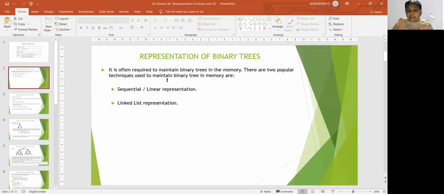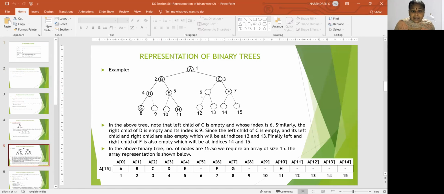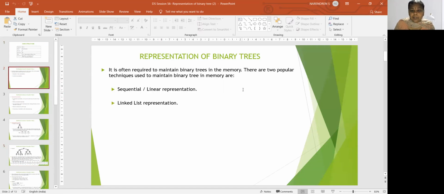Today we are going to discuss the continuation of the binary tree only: how a binary tree is represented in memory. In the pictorial representation, we can show a tree graphically. But in memory, how can you define it? There are two popular techniques we follow. One is the sequential or linear representation. The next one is the linked list representation.